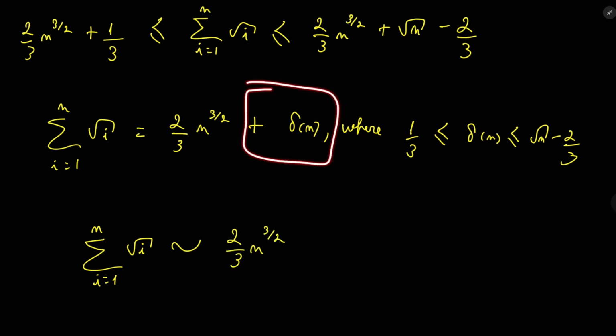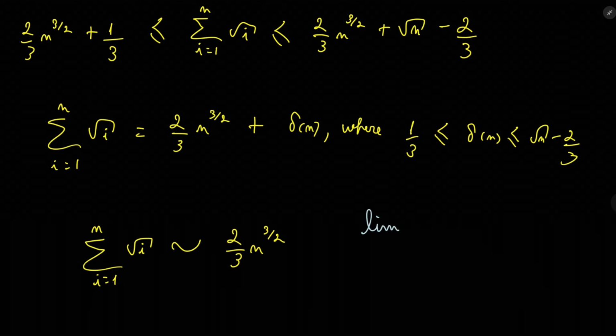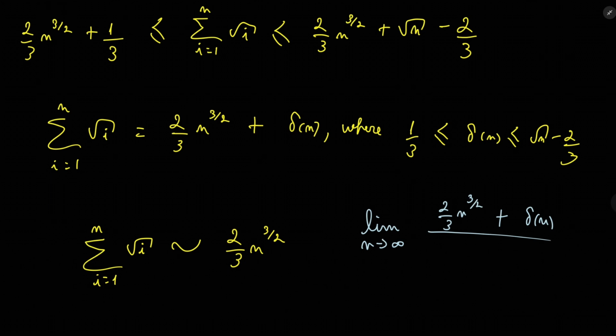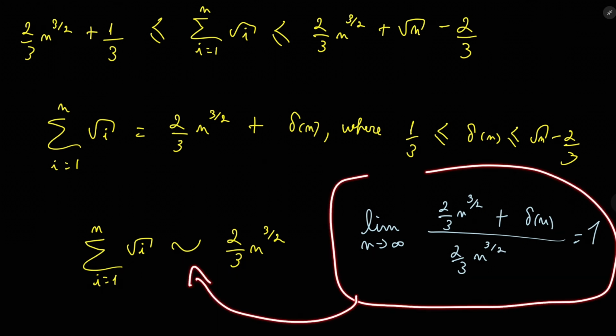We got rid of the delta because the tilde notation is telling us that everything else is getting smaller and smaller as n grows. In other words, the limit as n goes to infinity of 2/3 of n to the 3/2 plus our delta n divided by 2/3 n to the 3/2 equals 1. This is kind of a formal definition for our tilde.